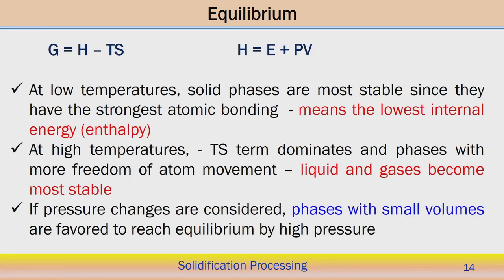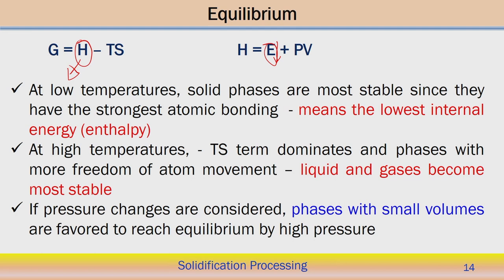So, G equal to H minus TS. At low temperature, solid phases are more stable because they have the strongest atomic bonding. It means the lowest amount of internal energy, because at low temperature you can avoid the random movement of the atoms, and there is strong atomic bonding in solid phases. So, in the solid the internal energy is the minimum, which means H is the minimum at low temperature. Therefore, solid becomes more stable at low temperature, with the lowest internal energy or enthalpy.